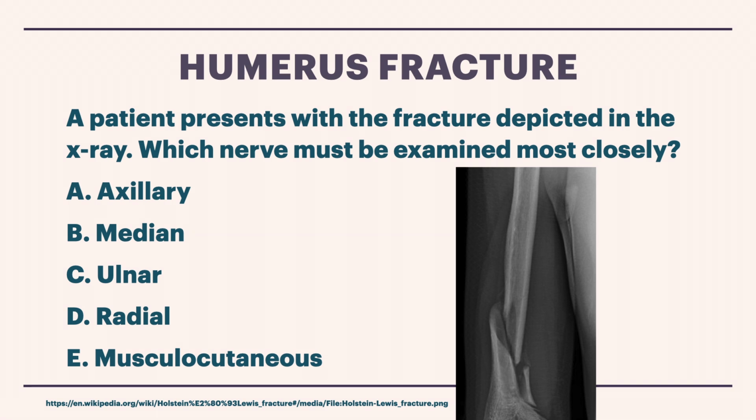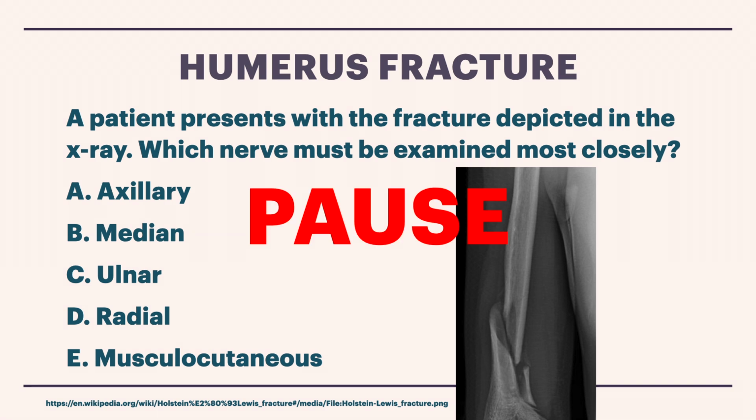A, the axillary nerve, B, the median nerve, C, the ulnar nerve, D, the radial nerve, or E, the musculocutaneous nerve? Well, here's your chance to pause the video so that you can answer the question yourself.